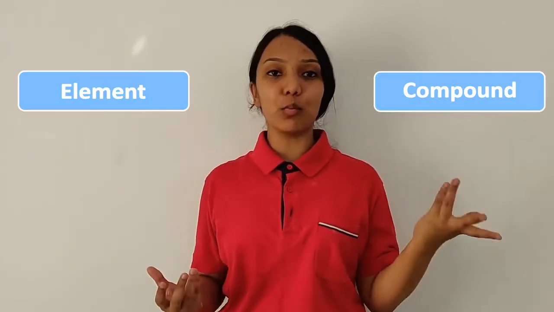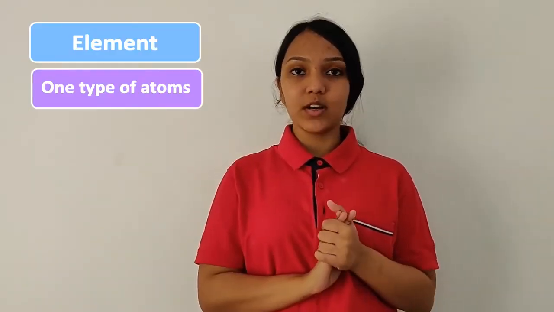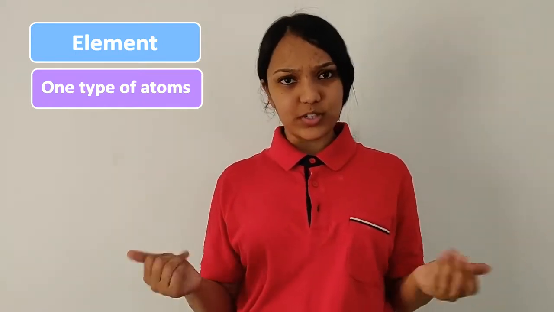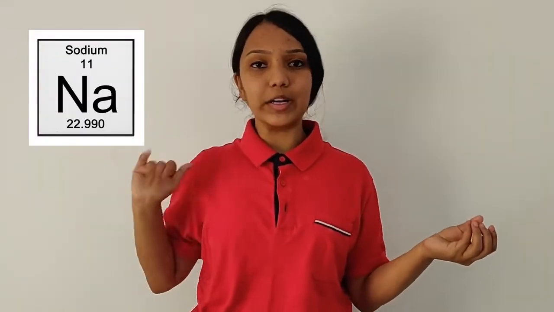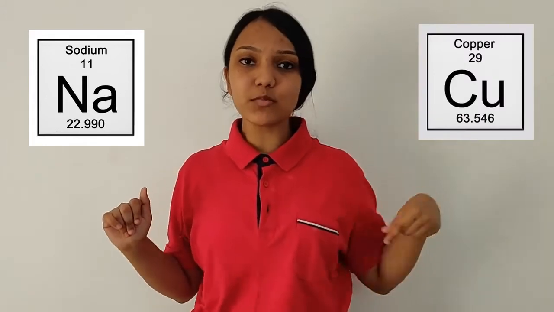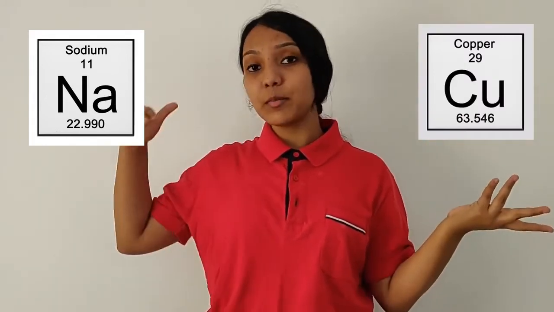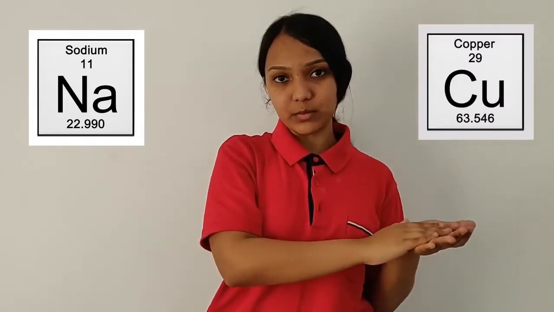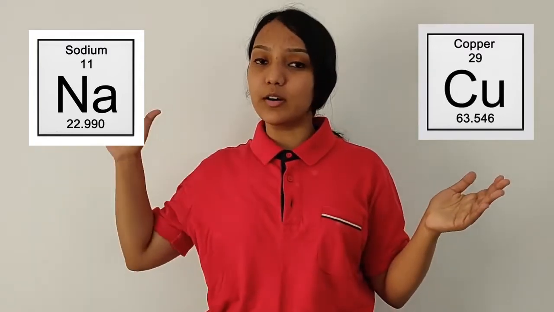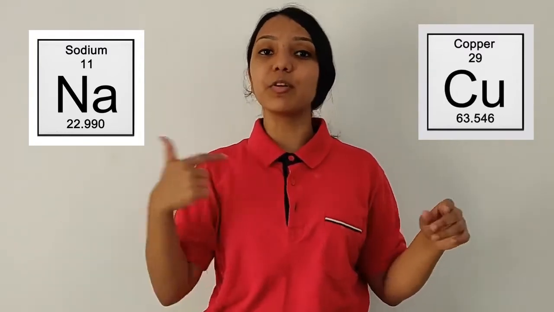Similarly, like mixtures, even pure substances have two different classifications, that is elements and compounds. What are elements? Elements are made up of one type of atoms. We all know about atoms and molecules, right? So consider the element sodium and the element copper. In the case of sodium, all the atoms of sodium are of one type, and in the case of copper, all the atoms of copper are of one type. But the atoms of sodium are different from the atoms of copper, right? So atoms of each element are different from one another.